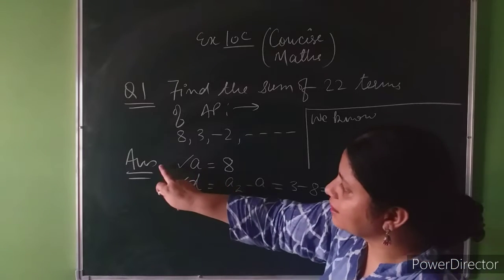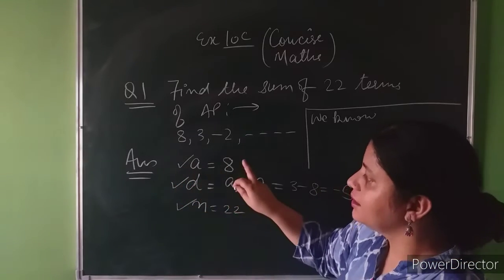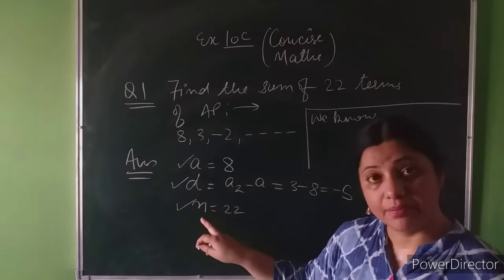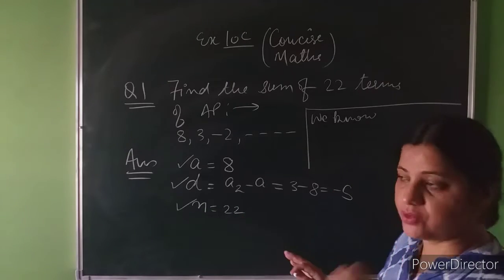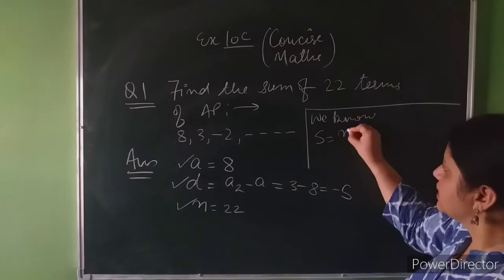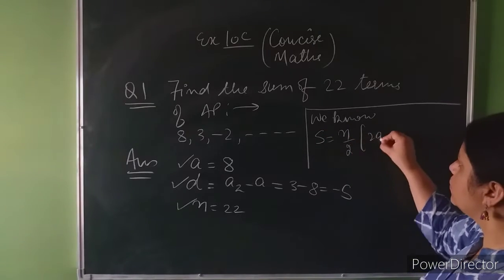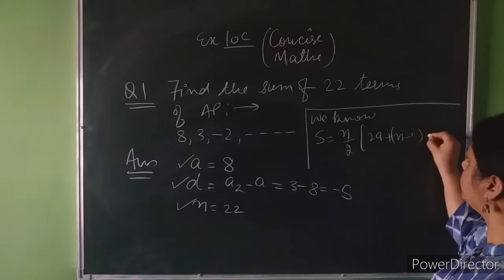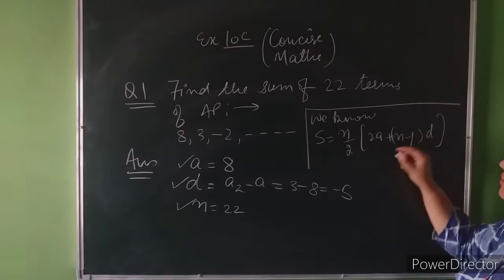So we will write here, let the first term A be this, common difference D, and the number of terms N be equal to this, okay? Don't forget to do this. Now, then we know sum is equal to n by 2 into 2a plus n minus 1 into d. Clearly you have to write the formula like this.